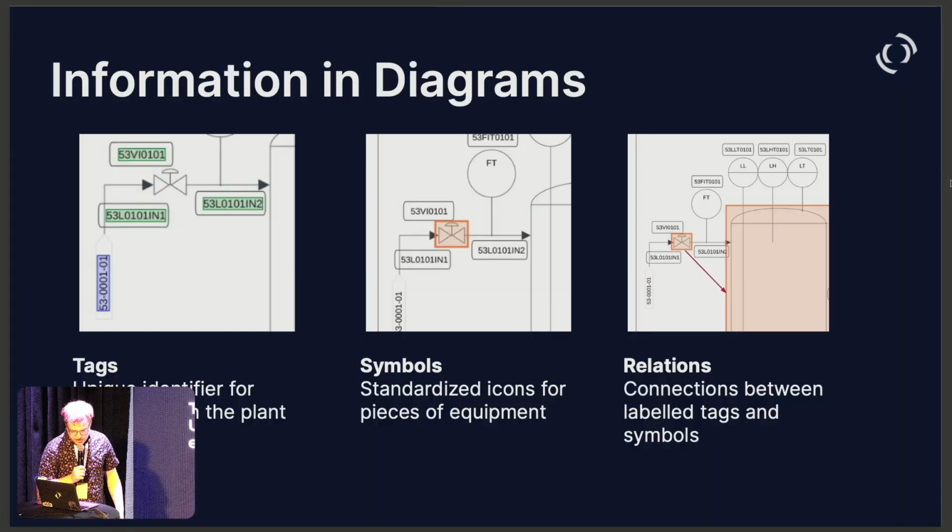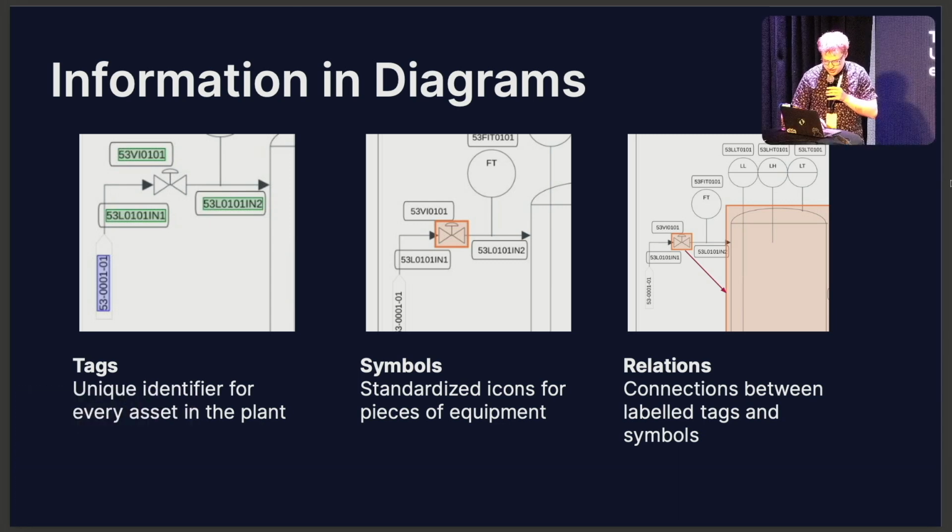In particular, as mentioned, those symbols are generally kind of standardized. So that might be a valve, the little thing in the middle there. A lot of them have tags, which are labels associated with them. And as we'll see in a second, there's some semantic data that we can pull out of those. And the relations between which valve is attached to which tank is controlled by which computer is of interest as well.